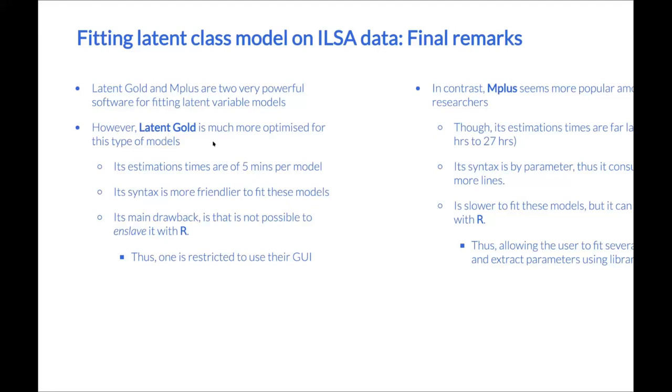But in any case, if it's not an effort for you to get a hold of Latent Gold, this is the safest bet. It's really quick. It's about, I don't know, like 5 minutes per model, whereas in the case of M+, it could be like 6 hours, to 27 hours or more.